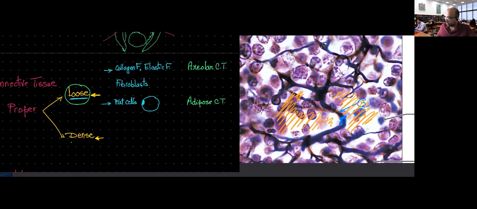What is the type of fibers? If you remember here, what kind of fibers can you see? Short, branching, darkly stained, thick fibers. Those are my reticular fibers. So if I see reticular fibers, this tells me I am looking at a type of connective tissue that we call a reticular connective tissue.